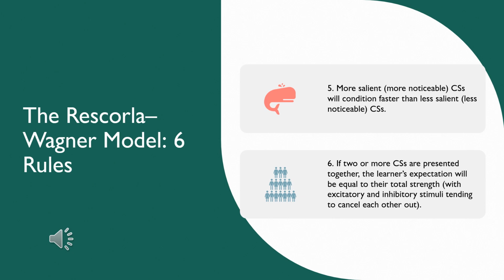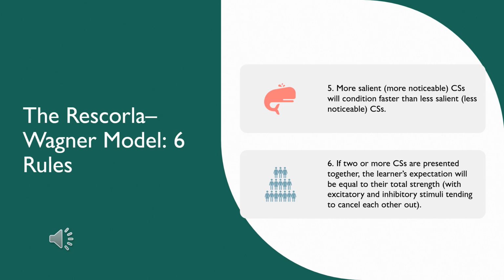Number 5 is salience of the stimuli affects the rate of learning. The rate of learning is influenced by the salience or the intensity of the CS and the US. More noticeable or attention grabbing stimuli lead to faster learning. For example, a loud sound may result in faster conditioning compared to a soft sound because the organism pays more attention to the louder stimulus.